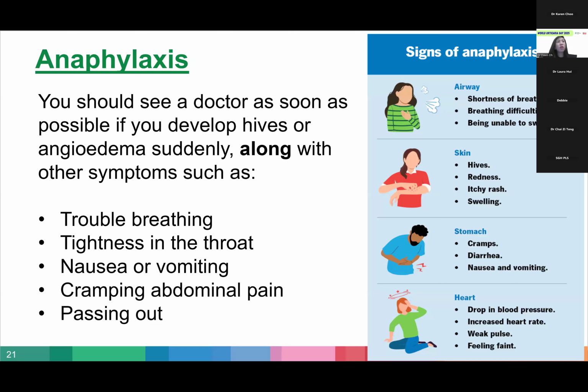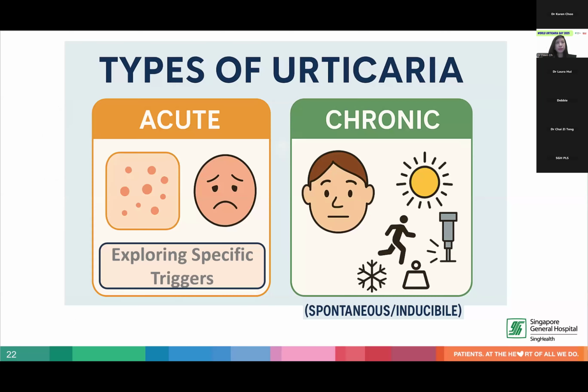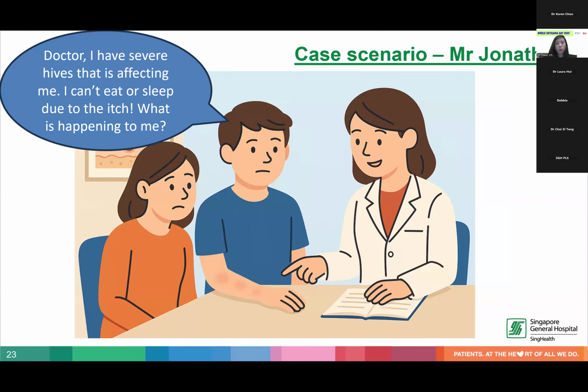So hives can occur as a part of a more serious allergic reaction, and you should see a doctor as soon as possible if you develop hives or angioedema suddenly, along with other symptoms, such as trouble breathing, tightness in the throat, nausea, vomiting, cramping abdominal pain, or even fainting. So we've gone through several types of acute urticaria. Now we'll move on to chronic urticaria.